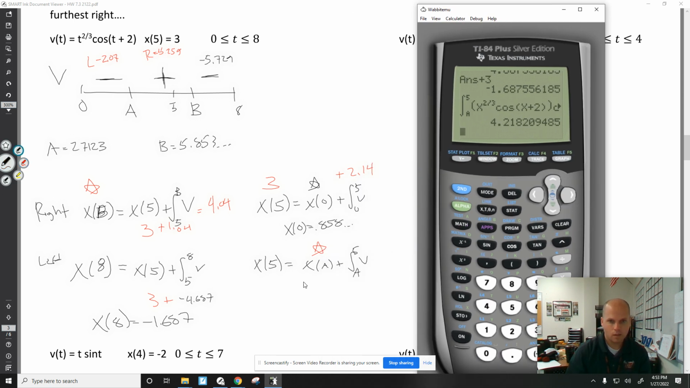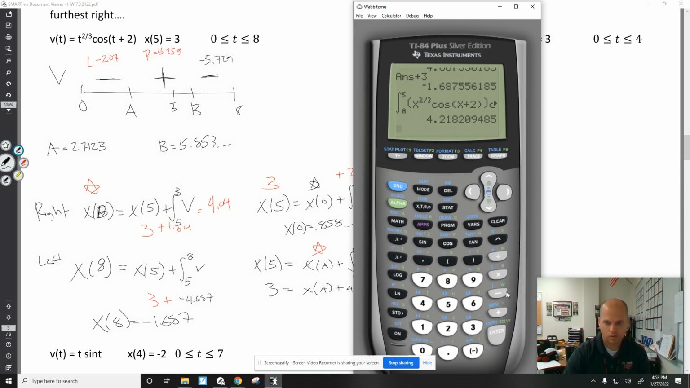$4.218. I know what x of 5 is. It's 3. So x of a plus 4.218. Subtract. It's going to be close. 3 minus that number. Negative 1.218. Oh, I was wrong. What am I thinking here? I don't know. X of a is negative 1.218. So I was right. Furthest left is at A.